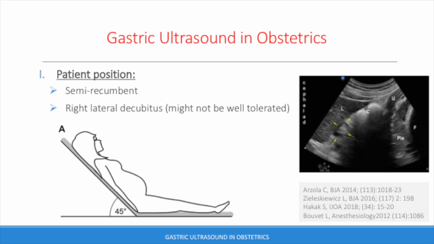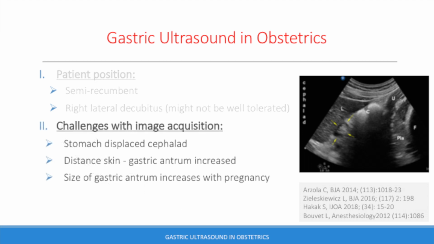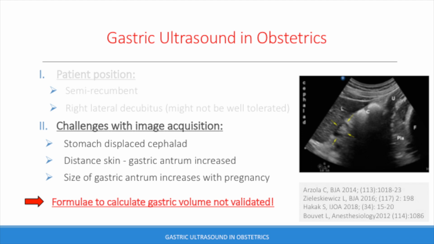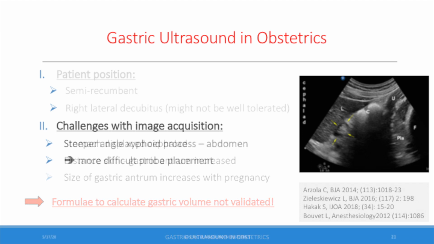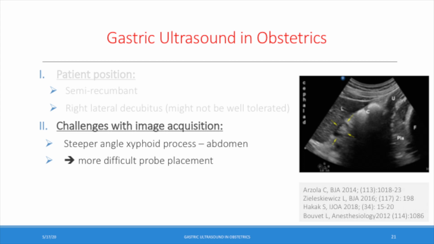The second point to consider is that performing gastric ultrasound in pregnant patients can be more challenging than in the non-pregnant patient. The stomach is displaced cephalad by the pregnant uterus, increasing the distance from the skin to the gastric antrum. Furthermore, the size of the gastric antrum increases with pregnancy, so formulas used to calculate gastric volume from cross-sectional area of the antrum are not applicable in the pregnant patient. In addition, epigastric probe placement may be hindered by the steeper angle between the xiphoid process and the abdomen caused by the gravid uterus. In laboring women, studies have described inconclusive results in up to 17% of women compared to less than 5% in non-pregnant patients.